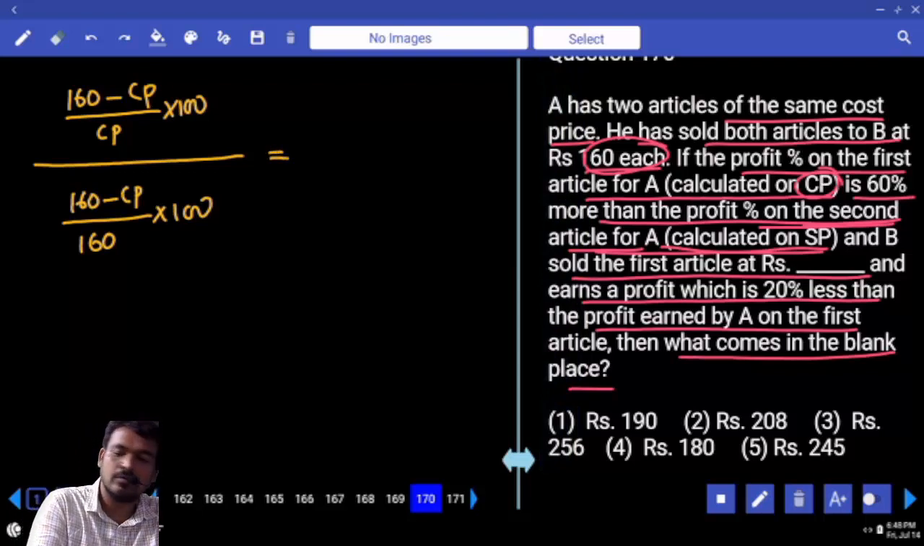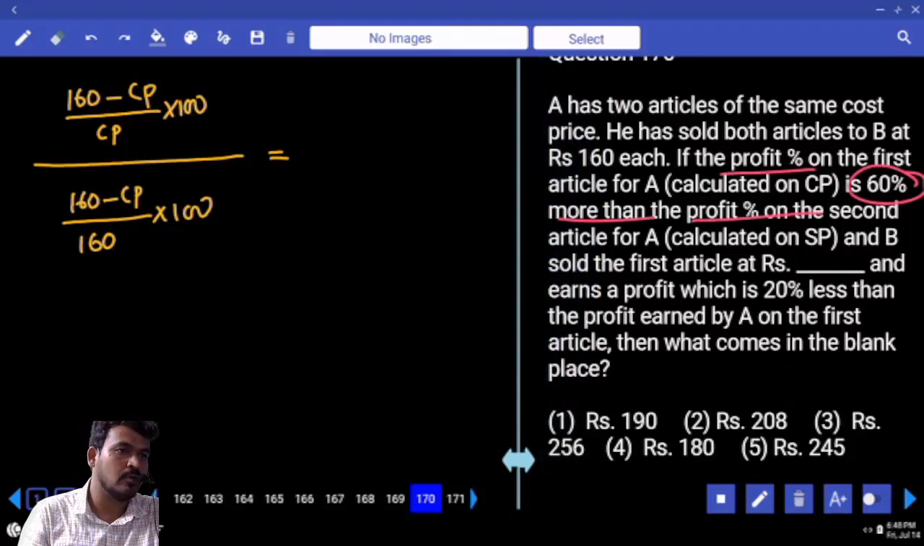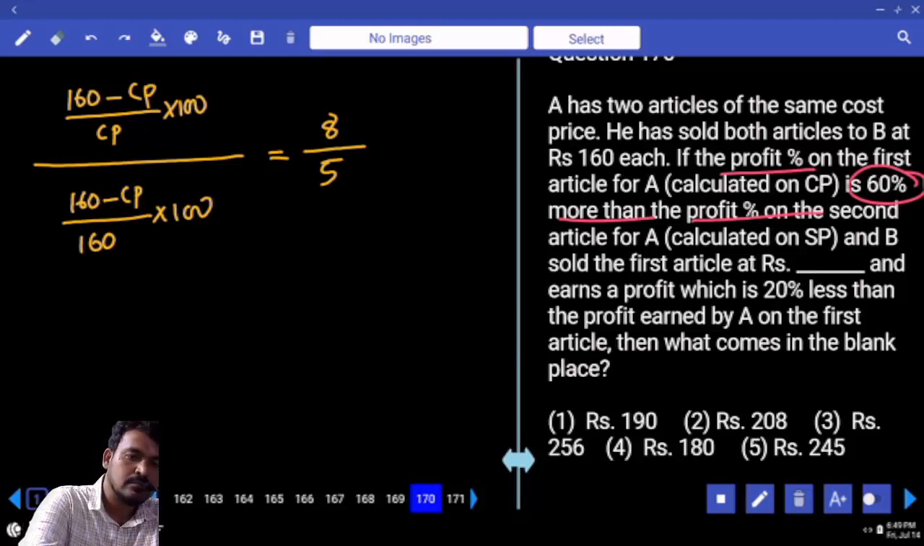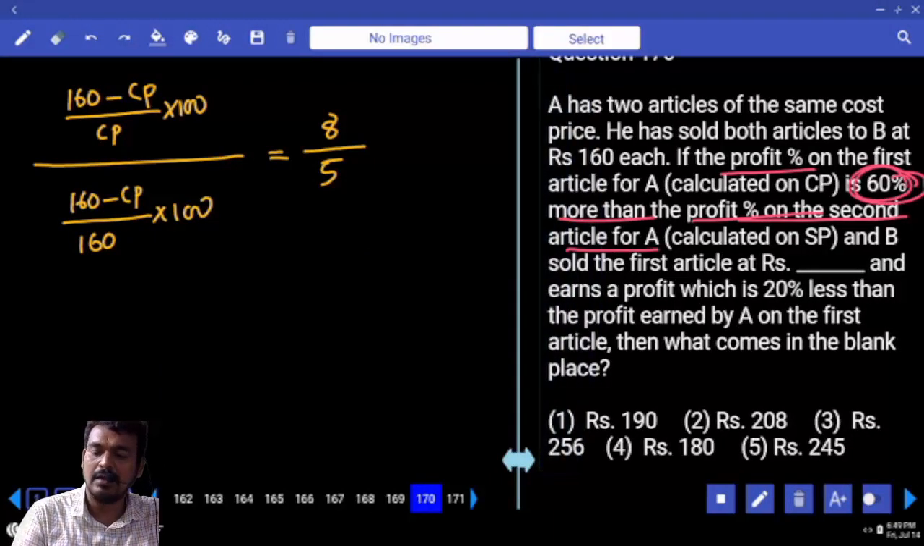That is equal to which one? First one's profit compared to second one's profit, how much percent more? 60% more. Means second one's profit is 5 parts, first one's profit is 8 parts. 60% more means one will be 5 parts, another one is 8 parts. Simplify this one, we get the CP value. Clearly given, 60% more than the profit percent earned on second article.